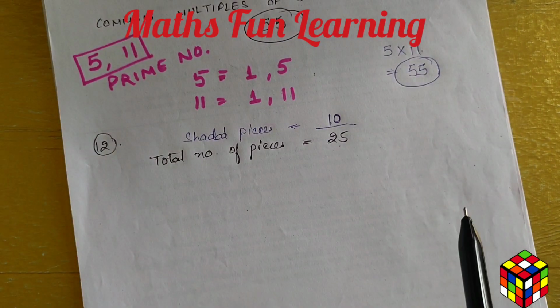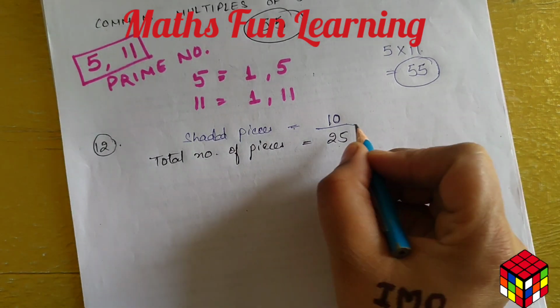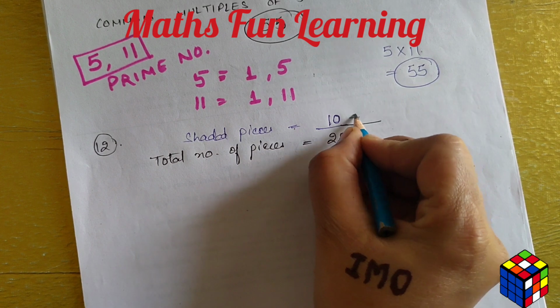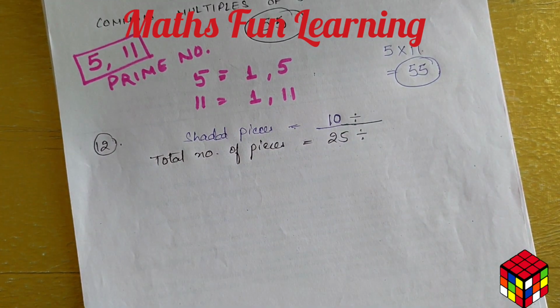No, it is not there. So, what can we do now? All of you know how to find the lowest fraction. Just divide these terms to get the lowest fraction.